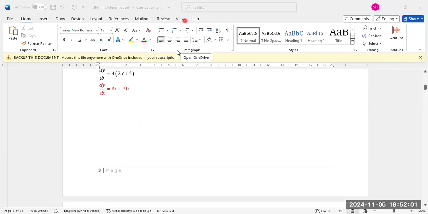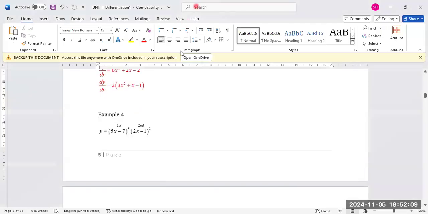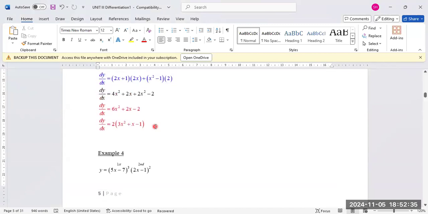At some point, in the next question, I am going to give you y equals 5x minus 7 to the 3rd power times 2x minus 1 to the 2nd power. How many power rules do we have to do right here? 2, sir. 2 of them. So what I'm doing is just taking it in strides.